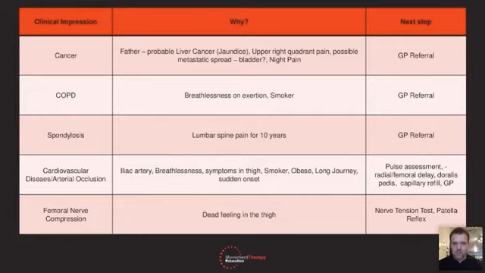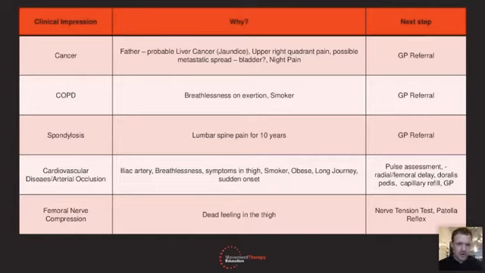So possibly an occlusion to the iliac artery. And I'll show you this in a bit more detail. Breathlessness. Symptoms in the thigh. She's a smoker, she's obese, she's been on a long journey, and there was a sudden onset. Okay, so all kind of indicating things like a DVT would be, but obviously not in the calf, which is where we usually think a DVT would be.